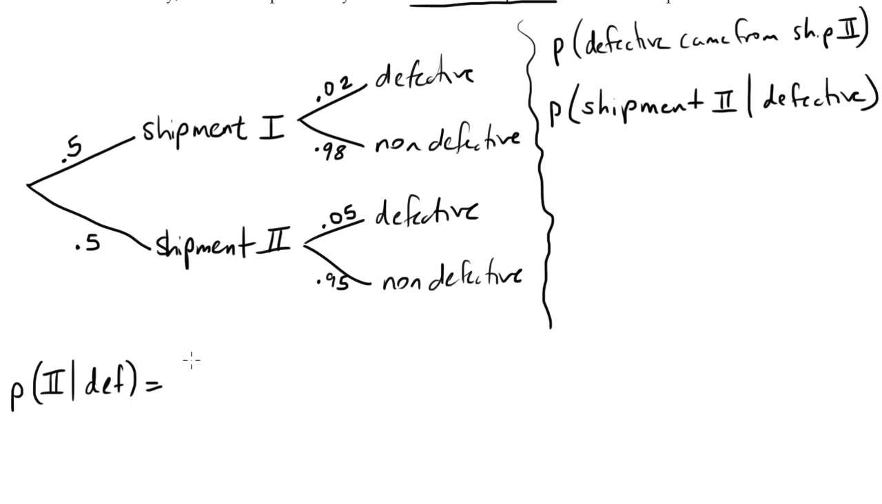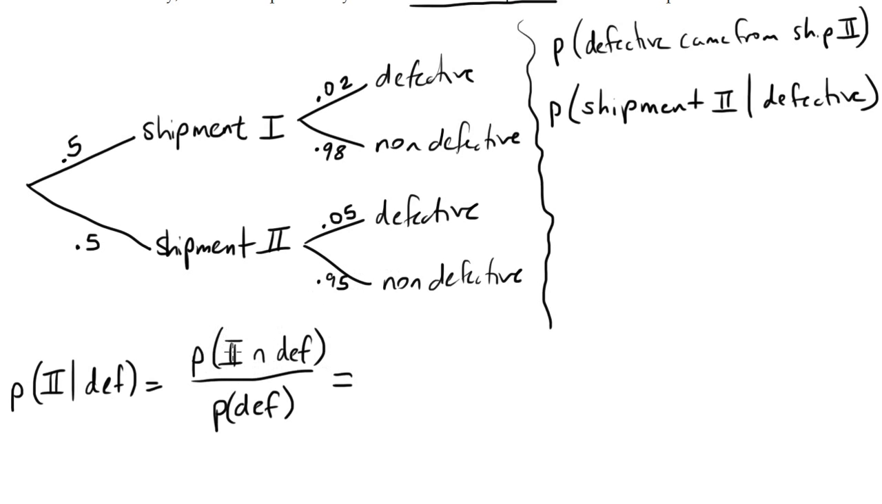Now, in effect, this is Bayes' rule, right? A conditional probability problem. We need the probability that it came from shipment 2 and it's defective, divided by the probability that it's defective, the probability of the event that's already occurred. So Bayes' theorem gives us a way to categorize this nicely. But we can see this, right?